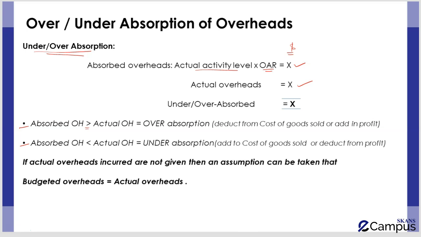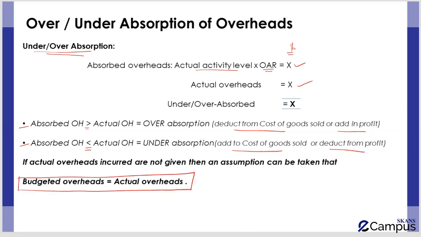If absorbed overheads are less, it means we have charged less overhead cost, so add it to the cost of goods sold or deduct it from the GP. So both treatments are equally acceptable. If actual overheads incurred are not given, then an assumption can be taken that budgeted overheads are equal to actual overheads. Vice versa with budgeted activity level and actual activity level.